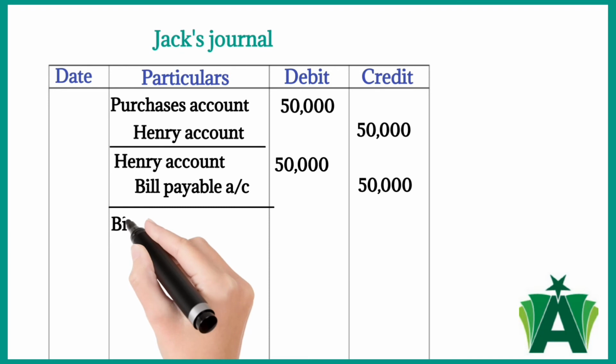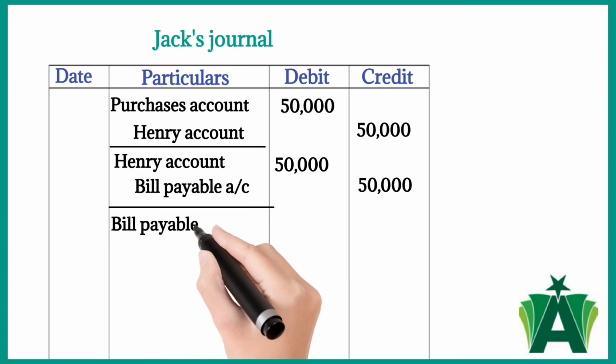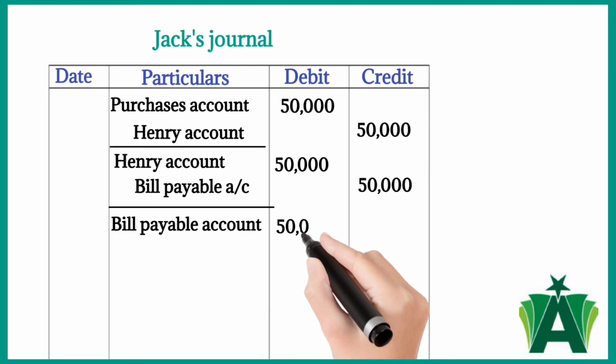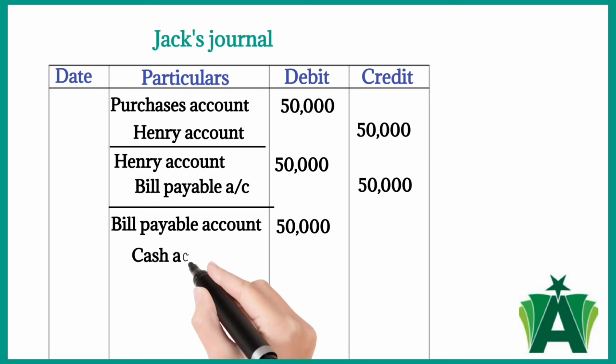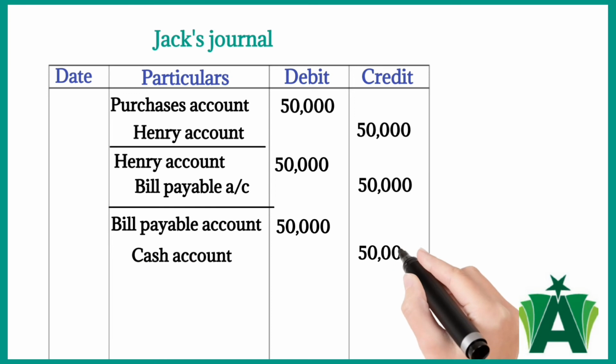On maturity, Jack meet his acceptance. Here two accounts are involved: bill payable account and Jack account. Bill payable account is debit, because liability decreased in business. Cash account credit because asset decreased in business.